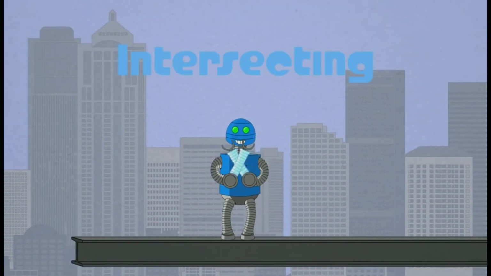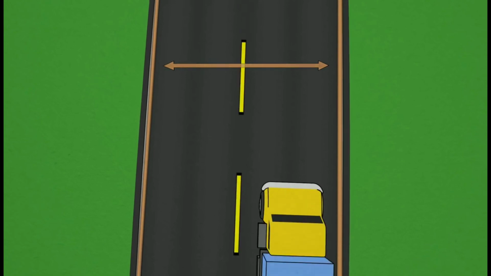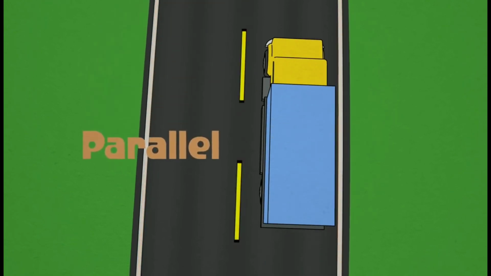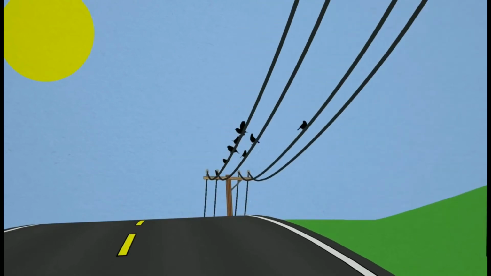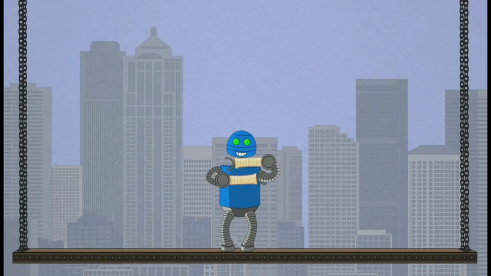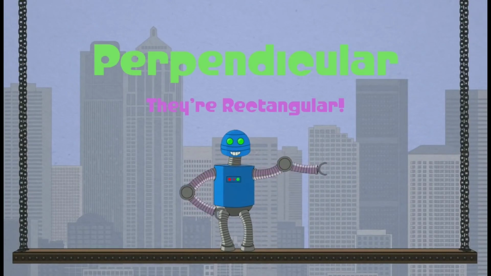Parallel, intersecting, perpendicular, rectangular. When two lines will never touch, then you can tell that those two lines are parallel. Like these telephone wires up above the street, parallel lines will never meet. Parallel, intersecting, perpendicular, rectangular.